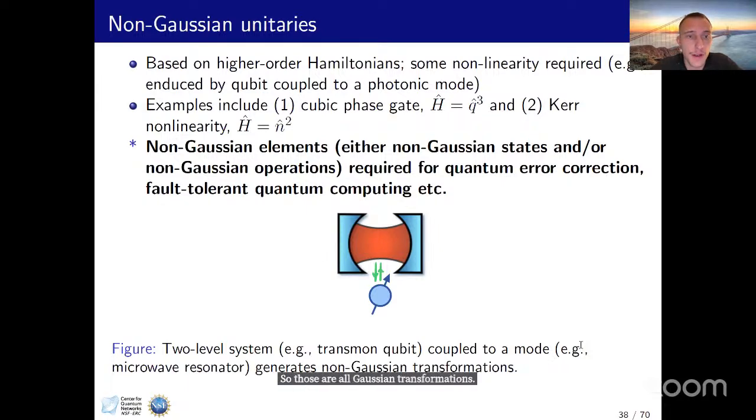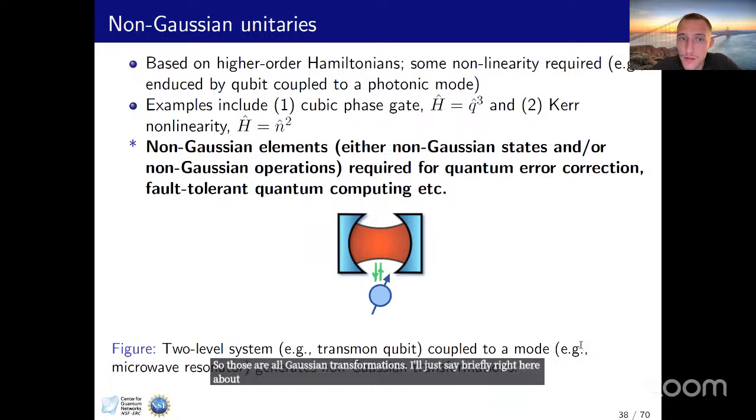I'll just say briefly right here about non-Gaussian unitaries. This is based on higher order Hamiltonians, like I mentioned before. And so this automatically means that some nonlinearity is required.